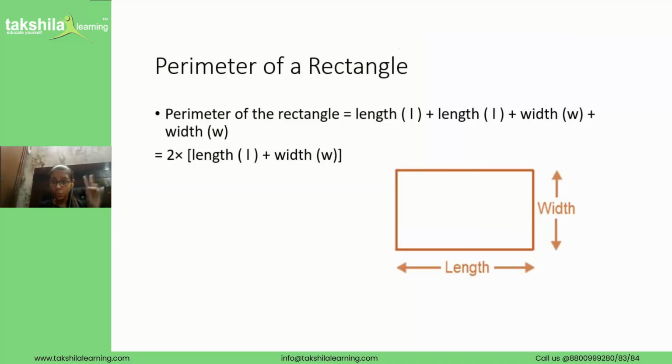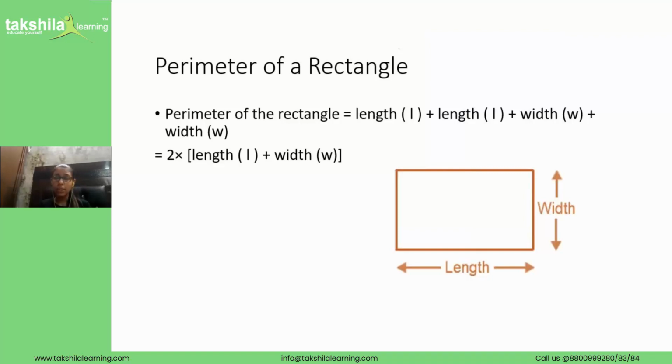So the formula comes as 2 into L, which is length, plus W, which is the width. So the formula becomes 2 into (L plus W), and we can also say width as breadth. So then the formula becomes 2 into (L plus B).